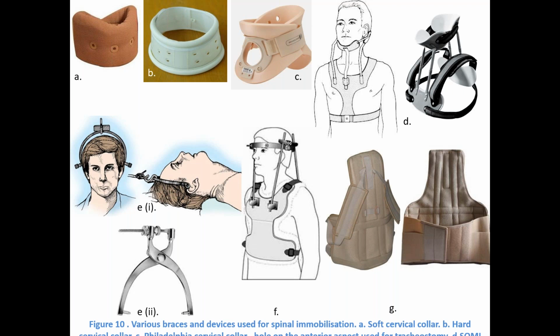These are the braces we use. A is a cervical collar, which is soft. Then the Philadelphia collar, then the SOMI brace, and the halo brace. The halo brace is used for cervical spine injury, upper cervical spine injury.